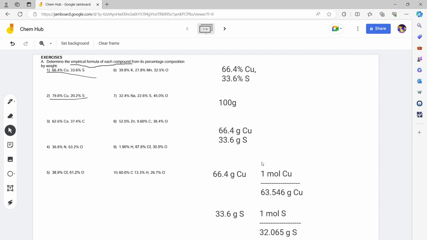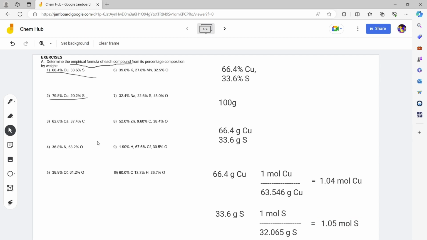So if we use our trusty calculator, we can just quickly do the math on this. And for the first equation, we get approximately 1.04 mole of copper. And for the second one, we get approximately 1.05 moles of sulfur. So now that we're done with that, hold on, I need to write sulfur.